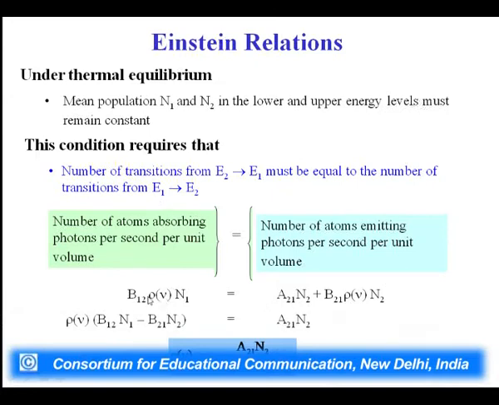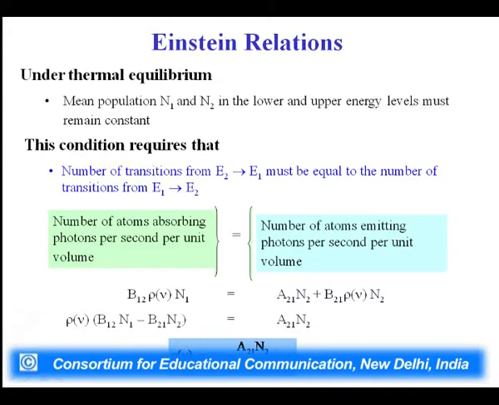Then from the previous equation we solve for the absorption, which is equal to B12 rho nu N1, is equal to the emission. We consider both the spontaneous emission as well as the stimulated emission. First the spontaneous emission, whose equation is A21 N2, plus the stimulated emission, which is B21 rho nu N2. Now we take rho nu on one side and B21 on the other side, then we have rho nu times B12 N1 minus B21 N2, which is equal to A21 N2.